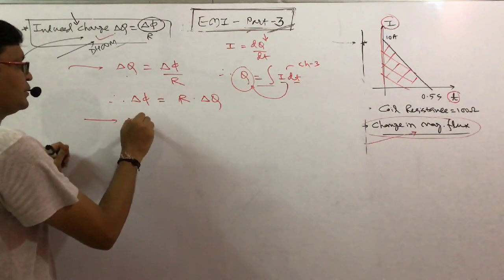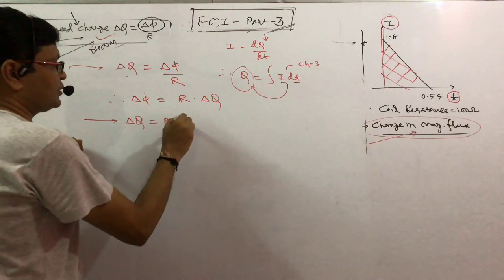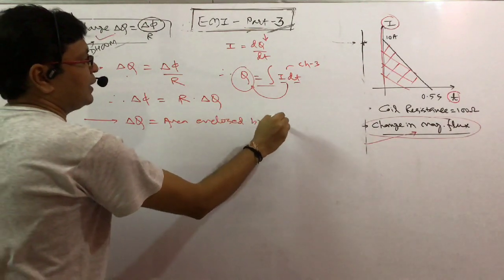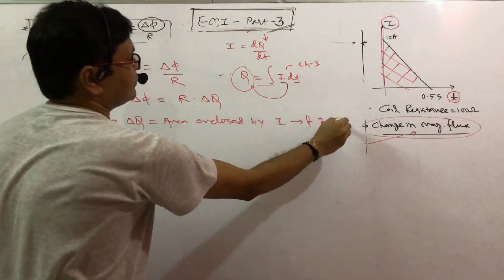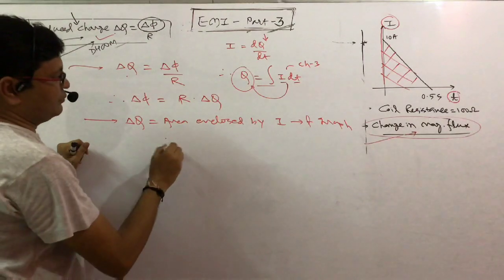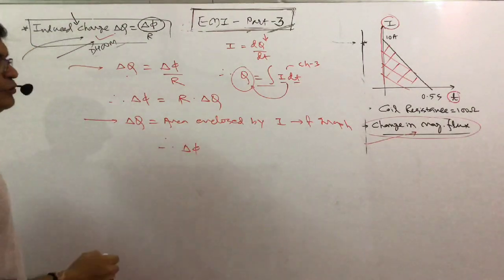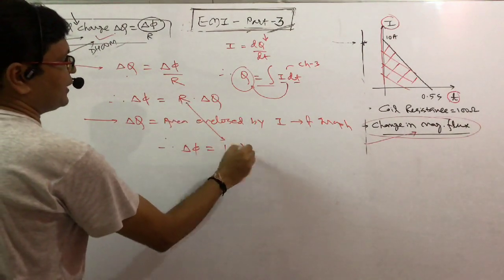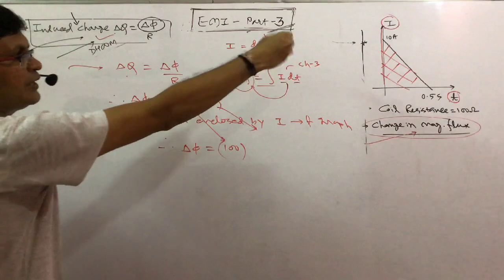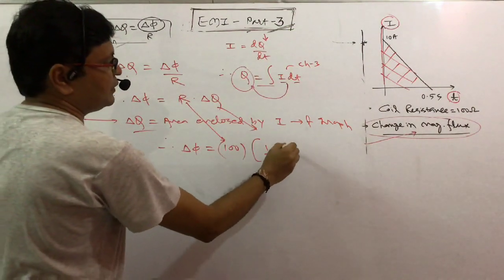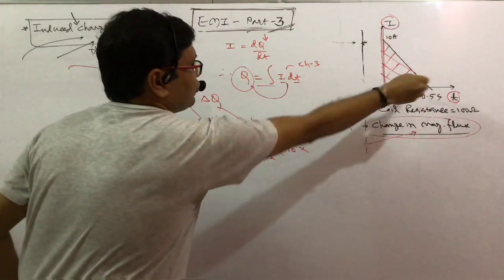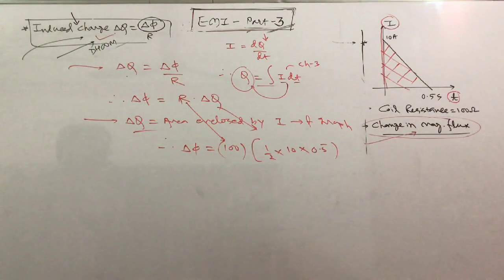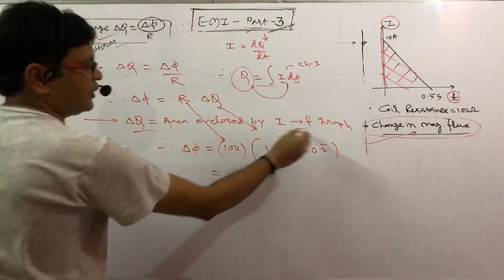So charge, that means delta Q, that means the area enclosed by the I versus T graph. Ready? So we can say that delta phi equals R delta Q. What is R? It is 100 ohm. What is the charge? Charge is the area. What is the area of this triangle? 1/2 into base into altitude, base 0.5, you can see. So we can apply the concept of the area of a triangle.